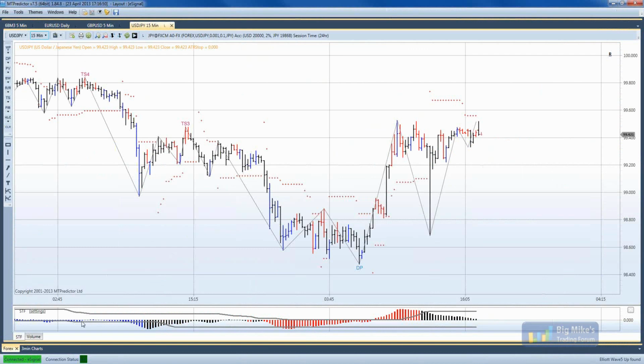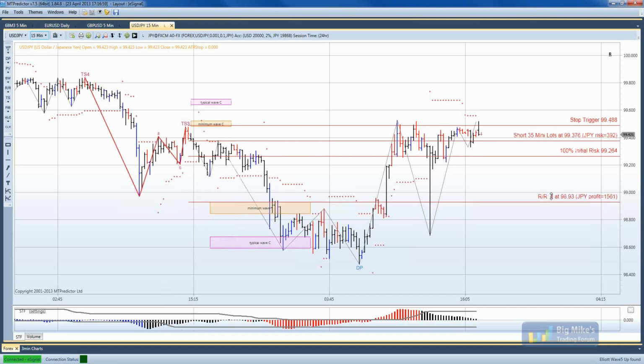Sell setup here, STF blue, so you'd avoid it. STF is black. Here's a sell setup, so you could take it. Standard trade setup, profit 4R, in other words, 4 times initial risk. Lovely trade setup, pretty standard.